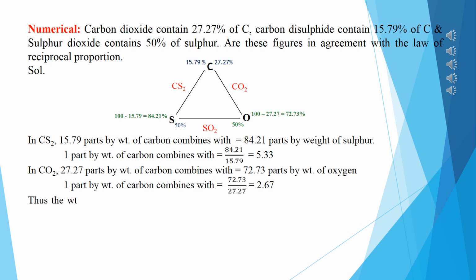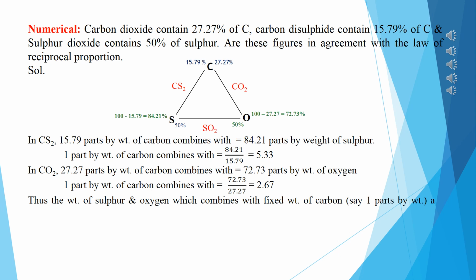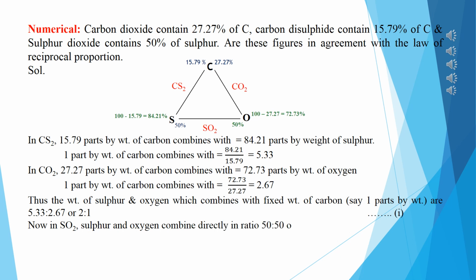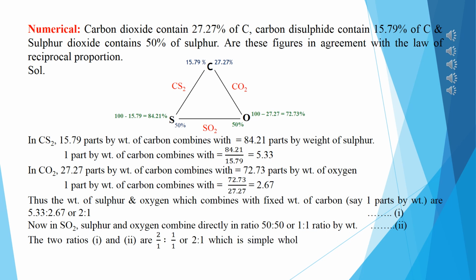Thus, the weights of sulfur and oxygen, which combine with the fixed weight of carbon, say 1 part by weight, are in the ratio 5.33 is to 2.67, or 2:1. Let it be equation number 1. Now in sulfur dioxide, sulfur and oxygen combine directly in the ratio 50:50, that is 1:1 by weight. Let it be the second ratio. The two ratios, first and second, are 2:1, which is a simple whole number ratio as stated by the law of reciprocal proportion.